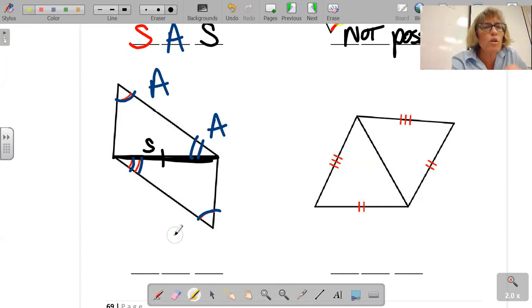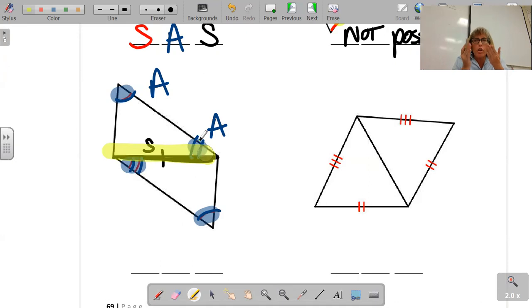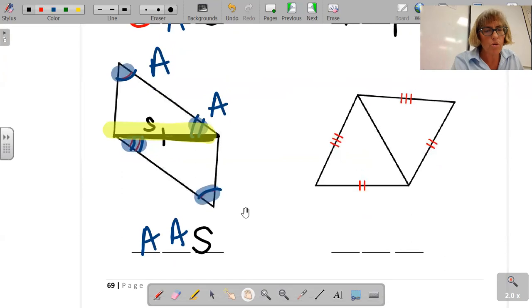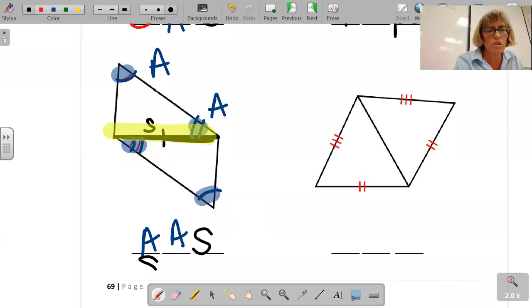I have a pair of angles. I have another pair of angles. And then I have a side. That side is physically touching only one of the pair of the angles, the double sweep. It's not physically touching the other one. So this one reads angle, angle, side. It's a tail. Or you could read it like this if you wanted to. Side, angle, angle. Both of those would be correct.